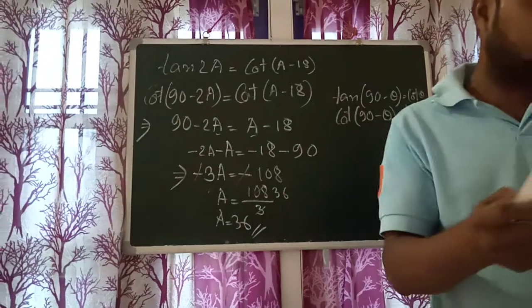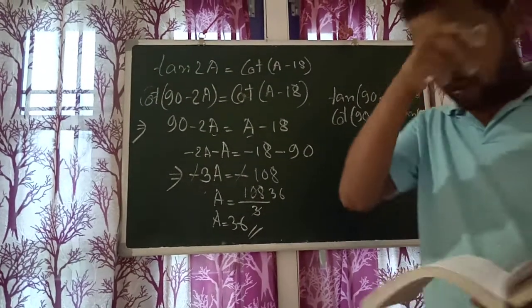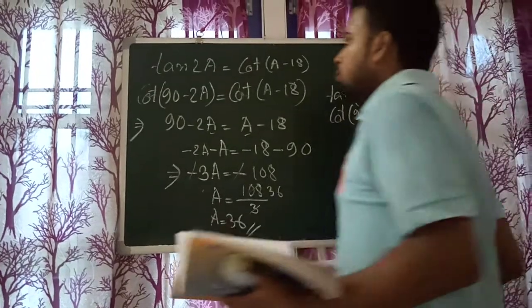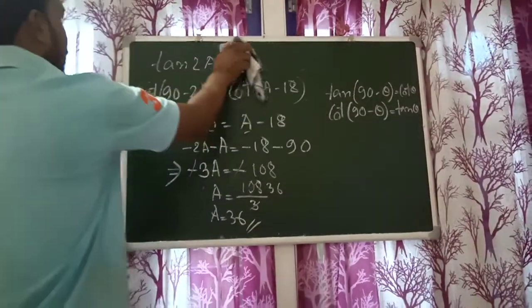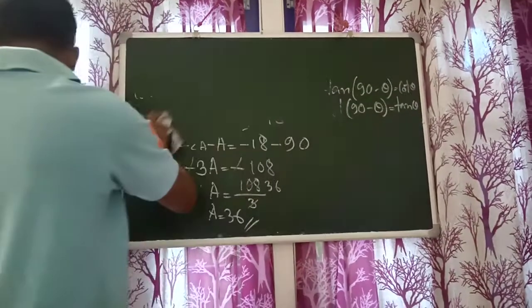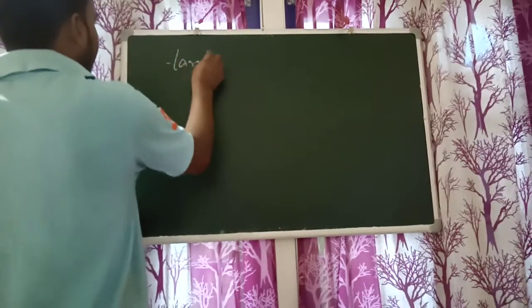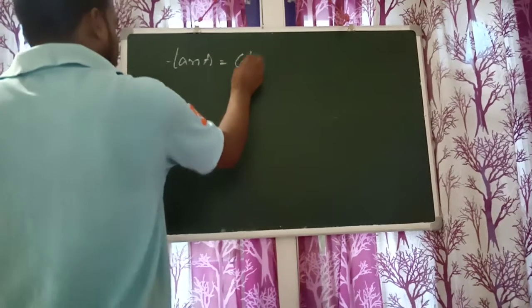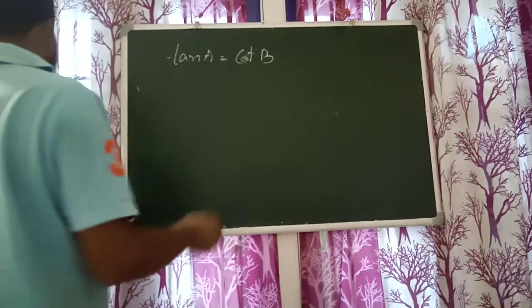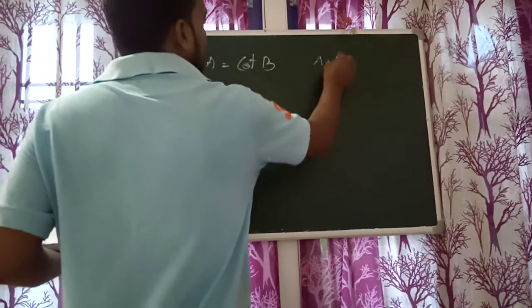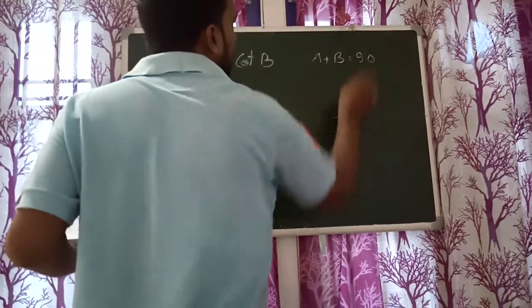Okay, then this one, question number 4. I'll give a little hint, you have to do 2 or 3 lines. Question number 4, it will finish within 2 lines. See, tan a is equal to cot b. Prove that, we have to prove that a plus b is equal to 90.